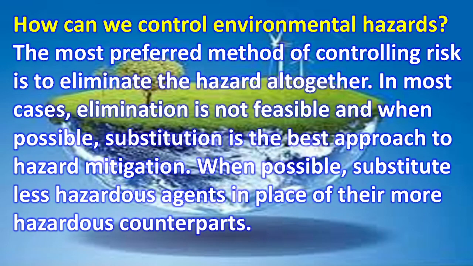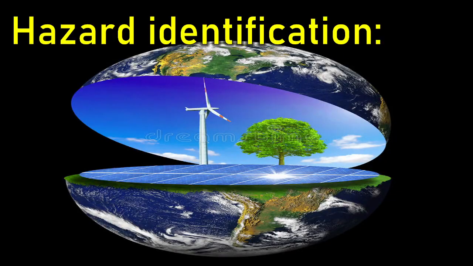How can we control environmental hazards? The most preferred method of controlling risk is to eliminate the hazard altogether. In most cases, elimination is not feasible, and when possible, substitution is the best approach to hazard mitigation. When possible, substitute less hazardous agents in place of their more hazardous counterparts.